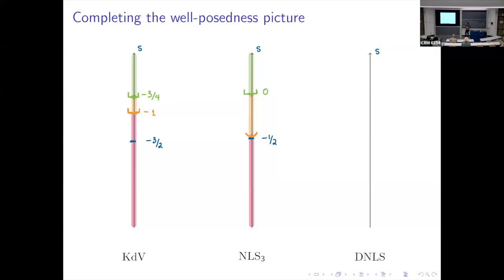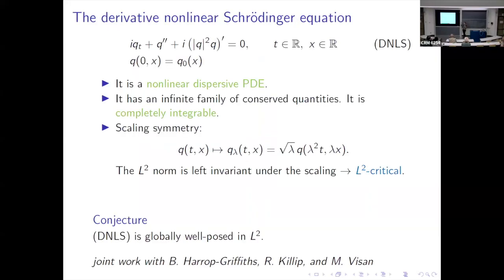What about the DNLS? Let me recapitulate what we have already seen. We have seen that this equation is dispersive and completely integrable. We found the scaling symmetry, and we found that L2 is the critical space, and we formulated our conjecture, that I hope to have global well-posedness in L2. And this conjecture is exactly what I want to talk about for the remainder of the talk. It is based on joint work with Ben Harrop-Griffiths, Rowan Killip, and Monica Visan.